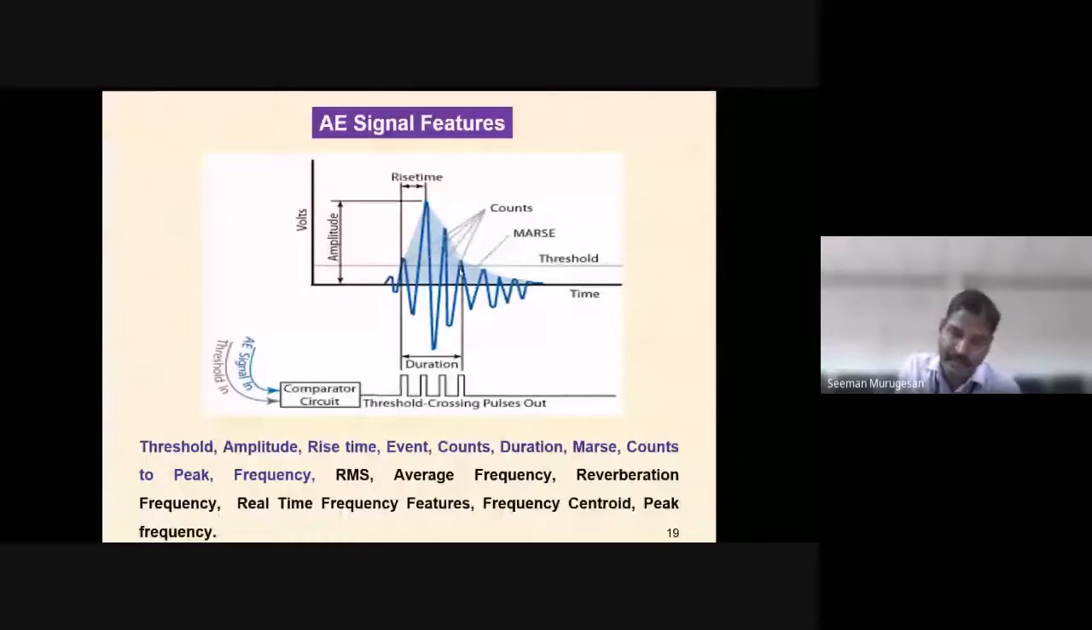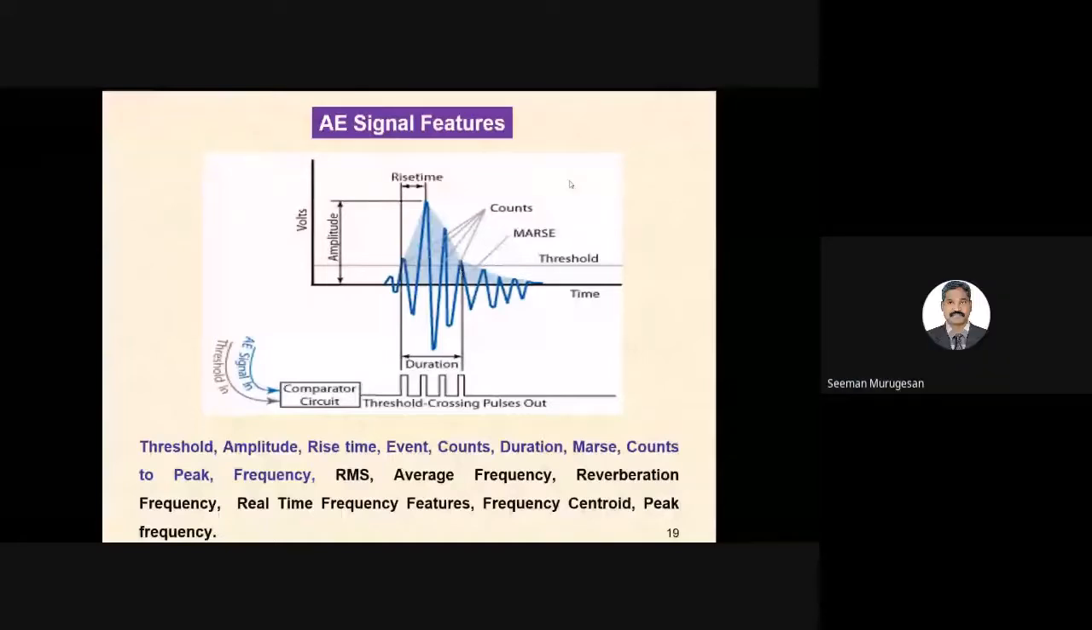The number of hits observed in a particular event is called counts. The mass is, instead of hit amplitude, the intensity measured over the considered area. These are the basic waveform parameters. Generally the threshold is 40 dB. I already explained rise time, event, duration, and mass.